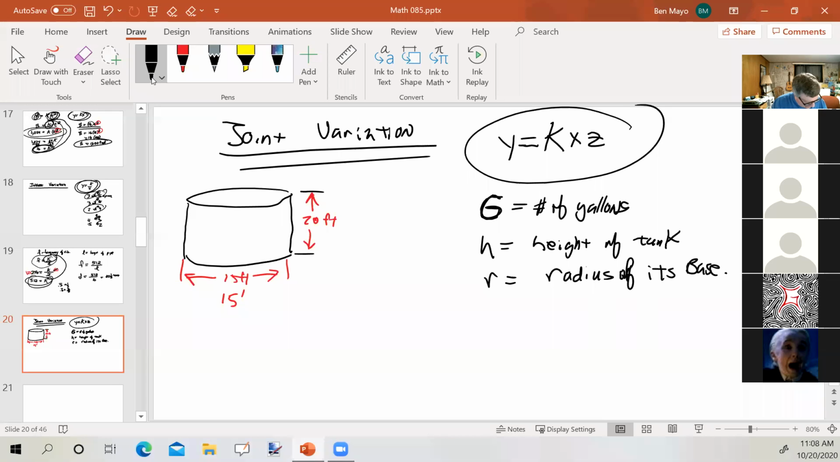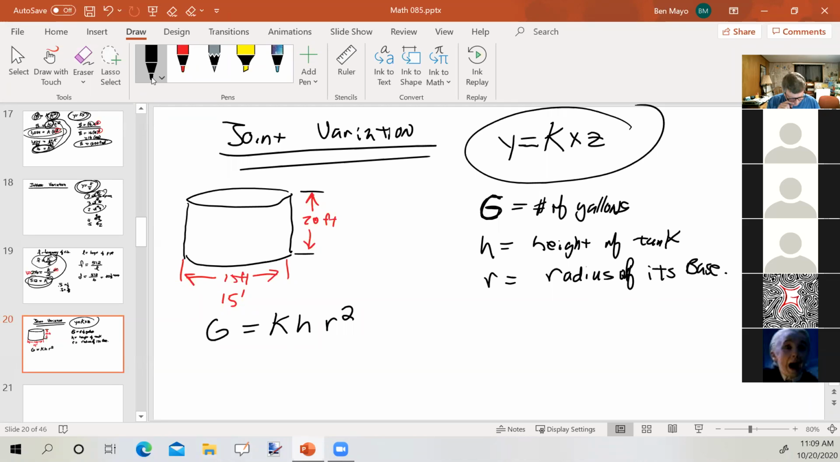So the number of gallons that can be stored in the tank varies jointly. So we're going to have K, even though it's not mentioned until later, jointly as the height of the tank and the square of the radius. So G equals KHR squared. The number of gallons varies jointly as the height and the square of the radius. Any questions so far?